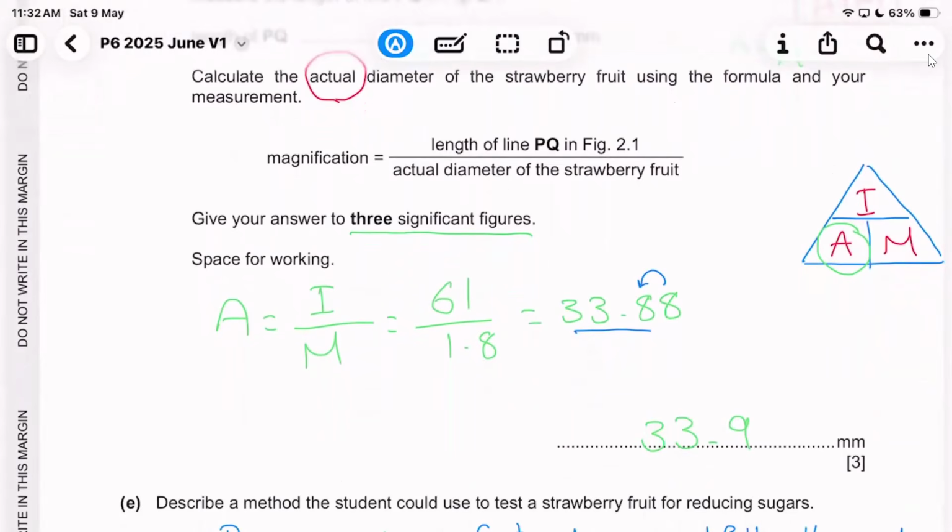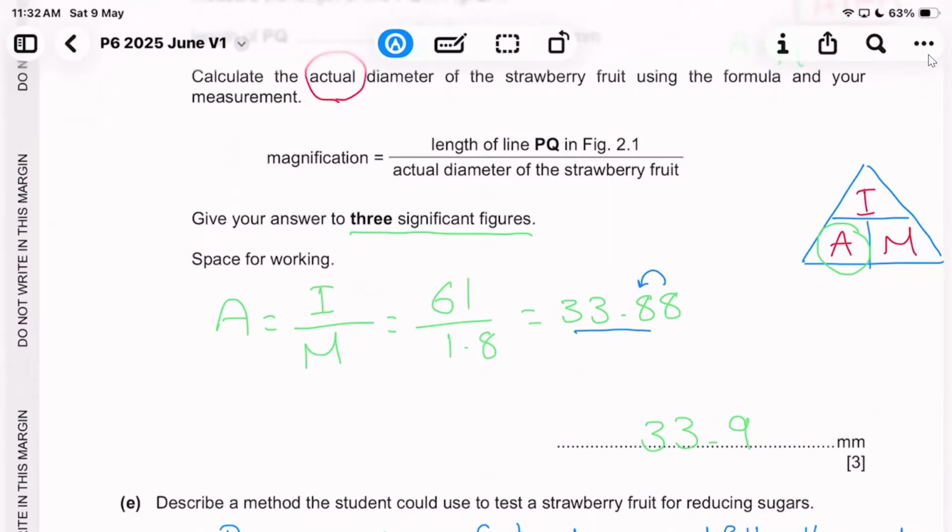Next, the question asks to describe a method that the student could use to test the strawberry fruit for reducing sugar. How can we test for reducing sugar? We know that Benedict's solution is used to test for reducing sugar, but here we have a strawberry fruit, and we know that its color is red. So how can we test the strawberry fruit without seeing the changes that happen? They give us the strawberry fruit as it is. So we have to prepare a juice of strawberry, filter it using filter paper, and then take the extract to do the experiment on it.